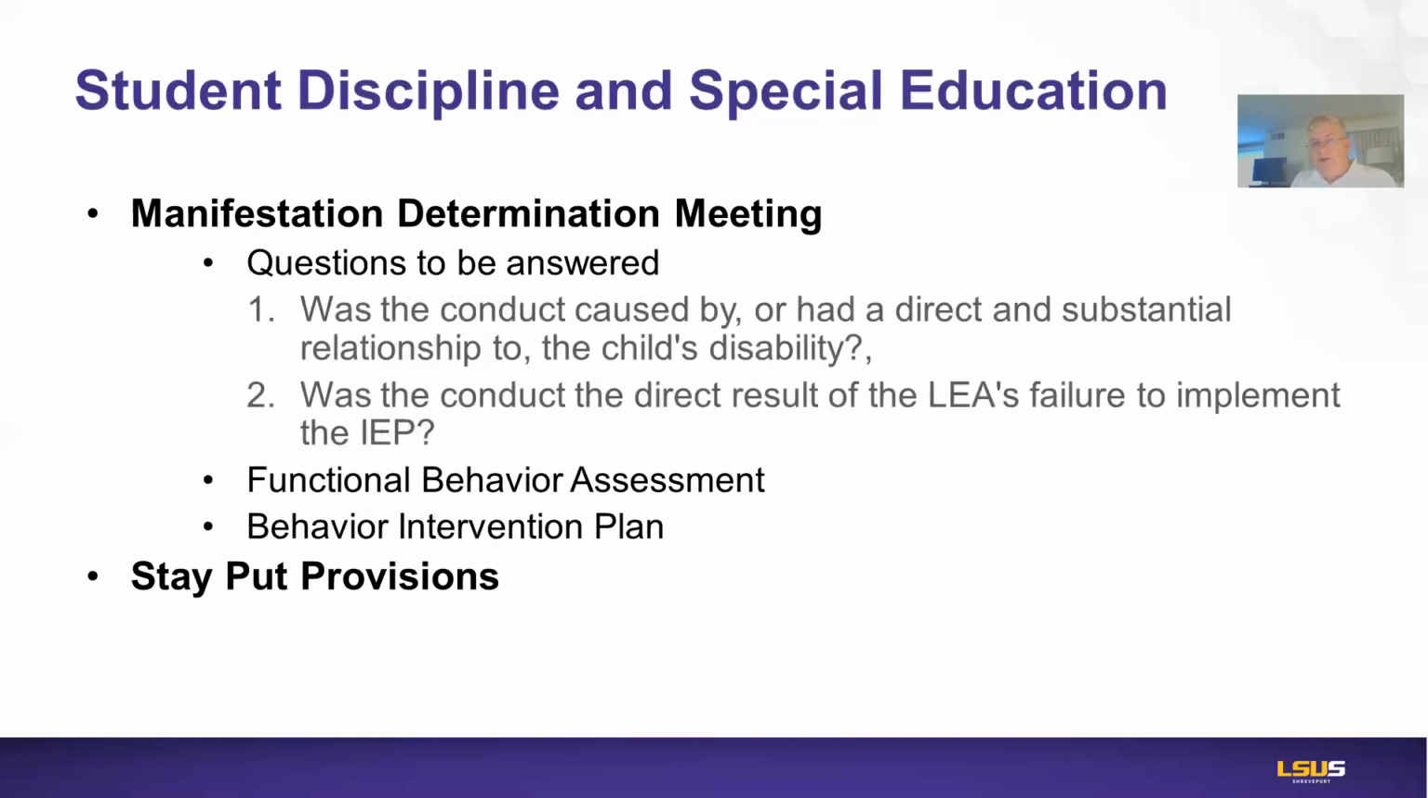So the second question is, was the conduct a direct result of the local education agency's failure to implement the IEP? So not only do we ask the question, did the child's disability cause the behavior? But then secondly, we have to look at, were we implementing the IEP appropriately? And if whatever teacher was not implementing the IEP appropriately, it really doesn't matter what the student did. We have to excuse, if you will, that behavior because we were not implementing the IEP appropriately.